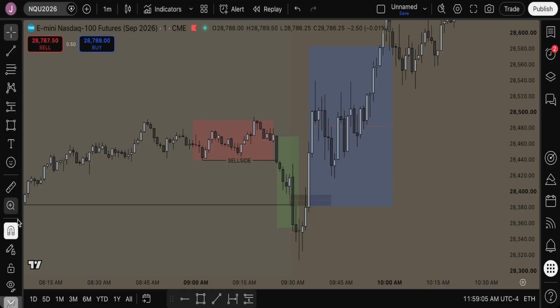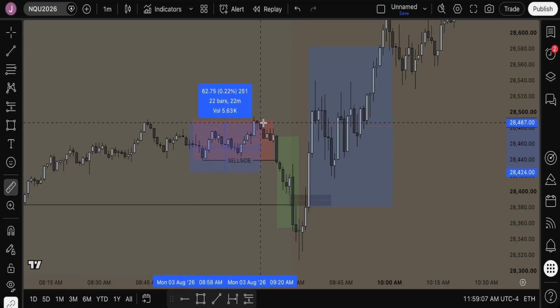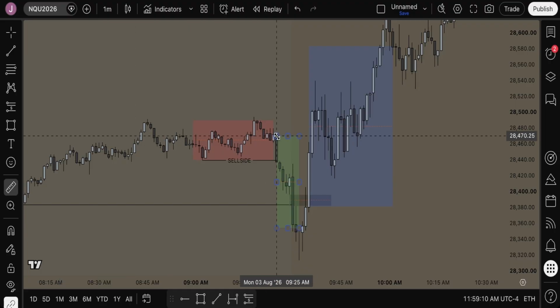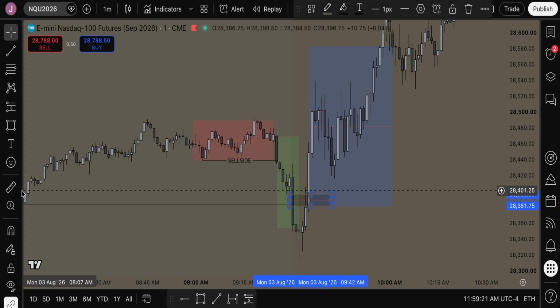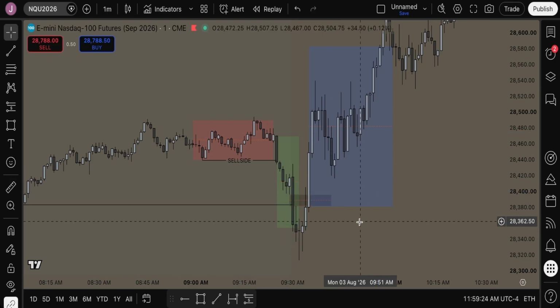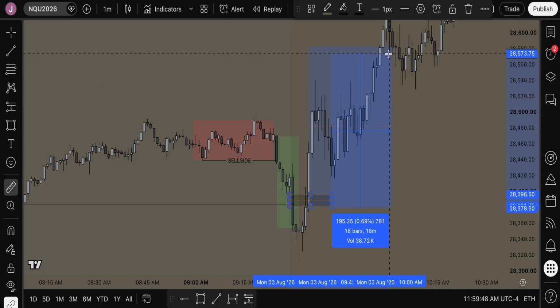Here we have a perfect example of distribution. We see price accumulate. Price then comes down, sweeping out the sell side of that accumulating range and manipulating inside of a 30-minute fair value gap. From there, we get a 1-minute inversion confirming our distribution towards the upside. Price then swiftly delivers towards the upside.